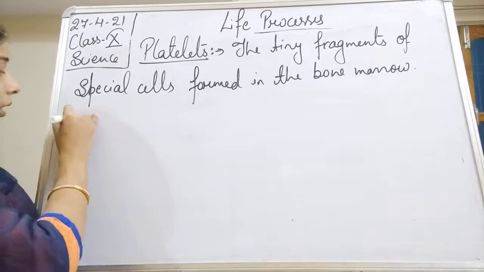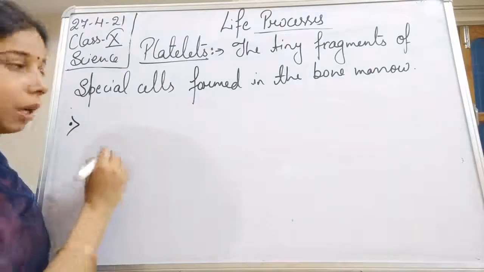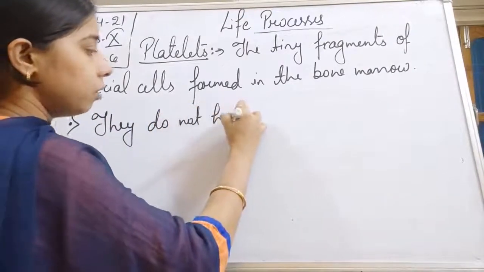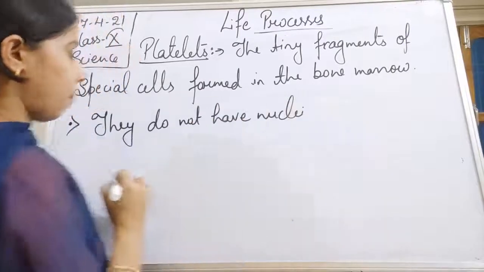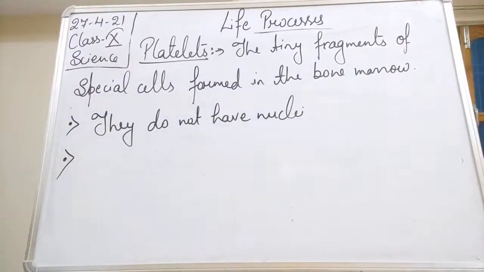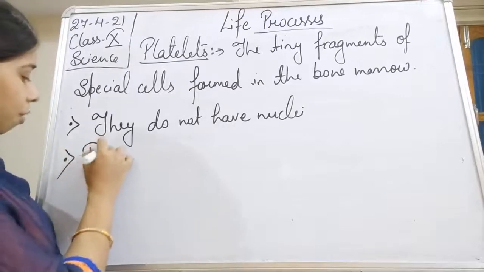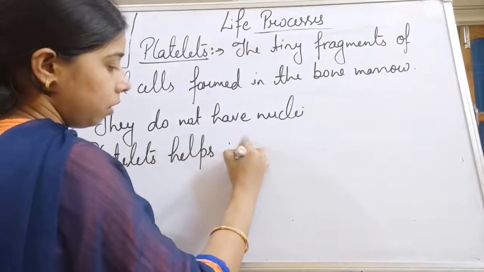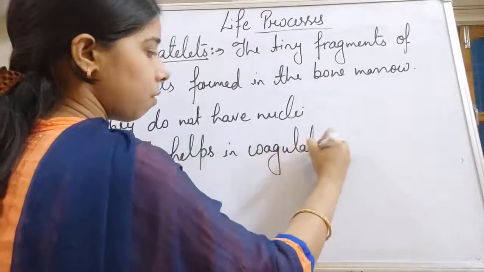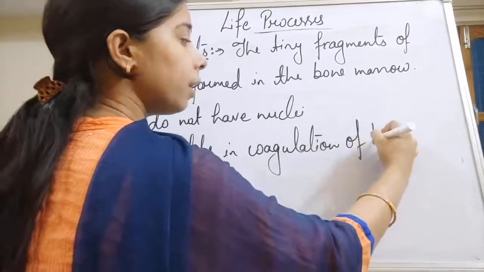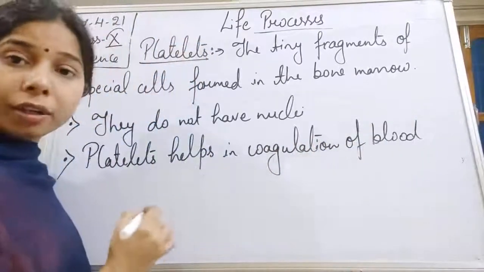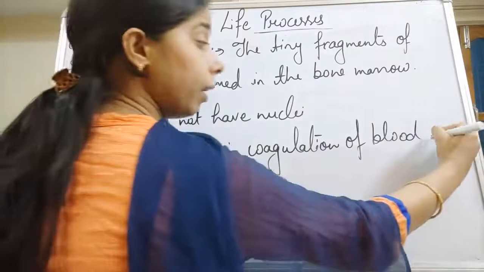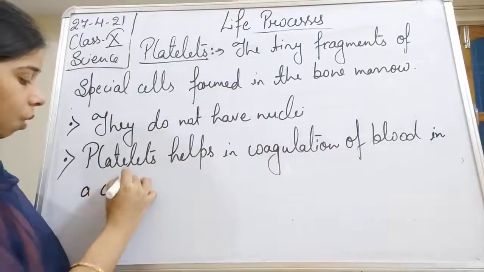One more thing is there, like RBC, they also do not have nuclei. Another one is its function, that it helps in coagulation of blood. Platelets help in coagulation of blood. Coagulation of blood means, students, the clotting of the blood. So it helps in coagulation or the clotting of the blood when there is a cut or wound.